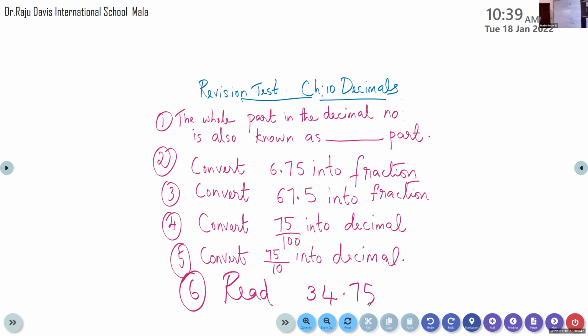Those who joined now, please take out your rough book, write down the question and write down the answer. We are doing a revision test on chapter 10, decimals.